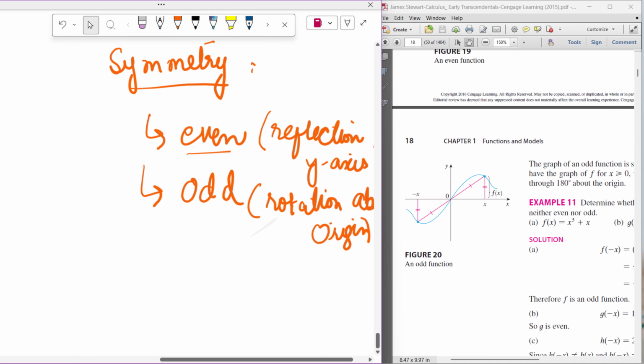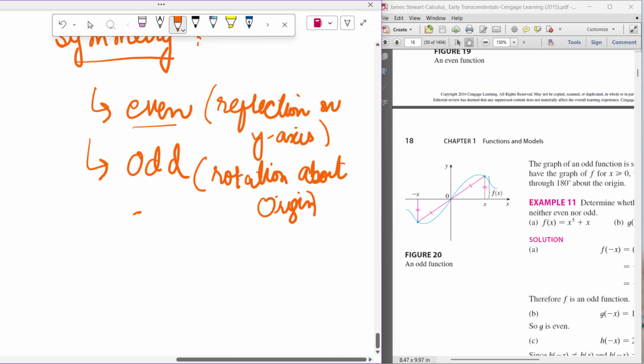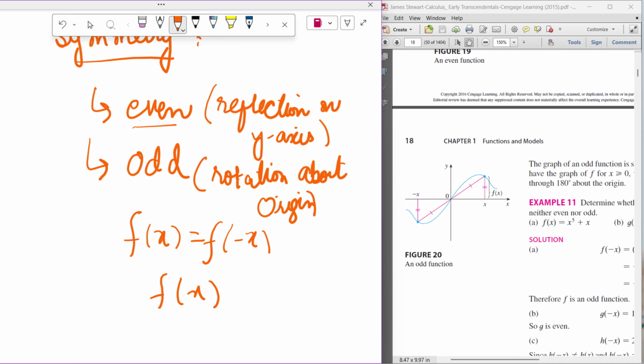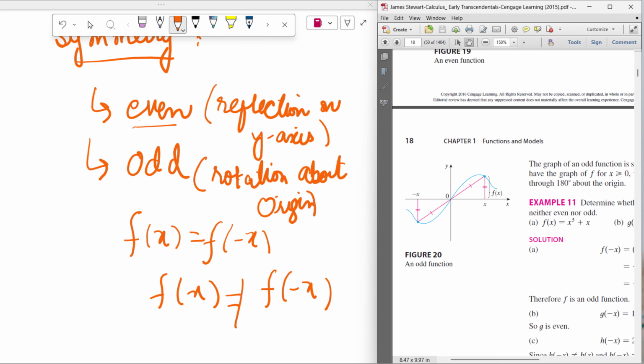So for the even function, numerically, I can check if f of x is equal to f of minus x, then the function is even. And if f of x is not equal to f of minus x, then the function is not even. For the odd function, we can define it as identical after 180-degree rotation about the origin. So if I rotate it by exactly 180 degrees and it is identical, then that is called the odd function.